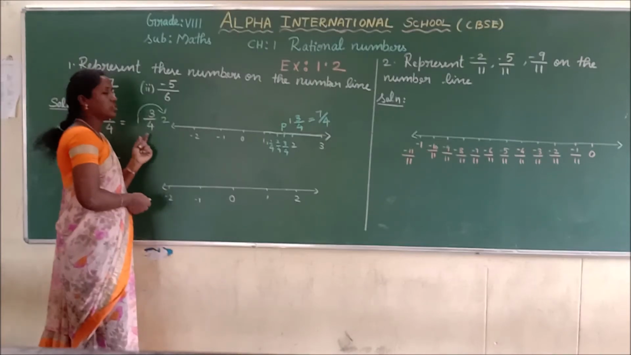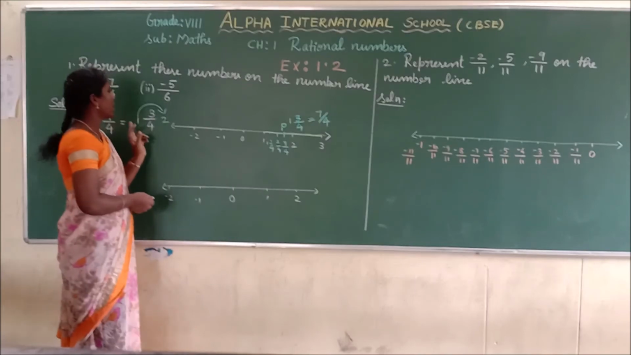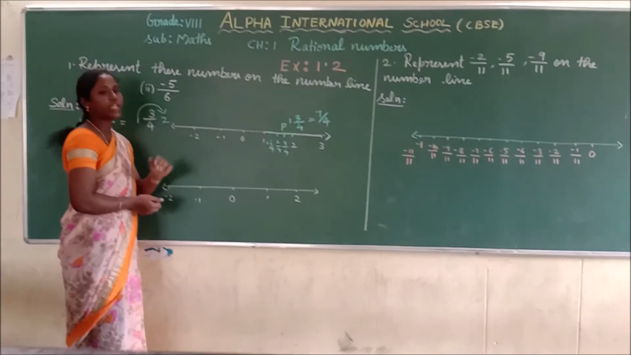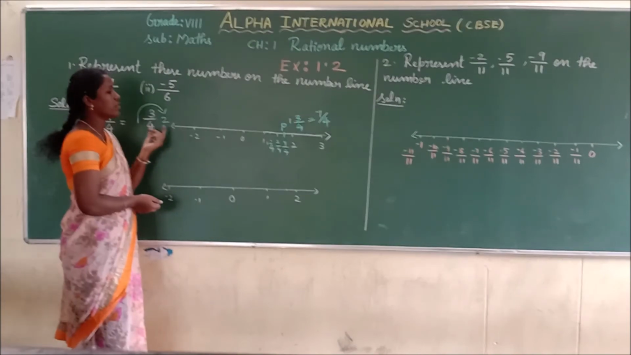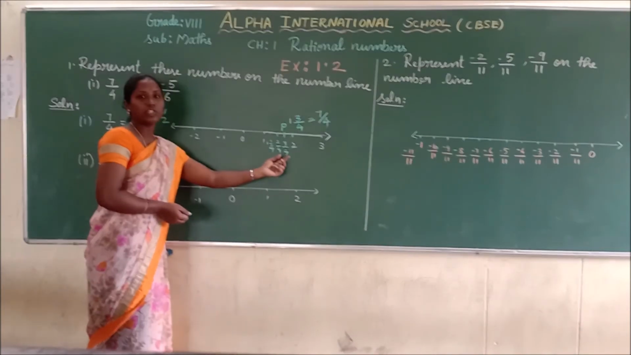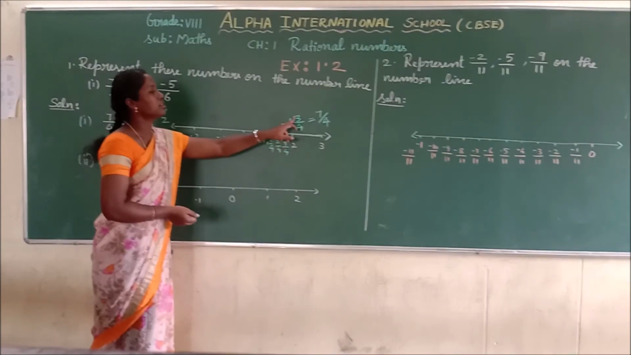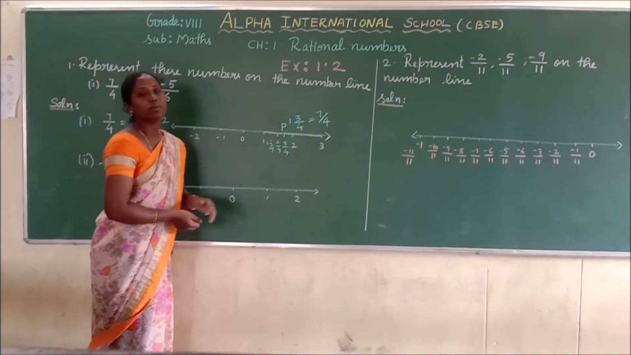Okay, and look at the denominator. Here it is 4. So I have divided 1 and 2, between 1 and 2, into 4 equal parts. So based on the given fraction, write the ratio numbers here and mark a point P1, 3 by 4, which is equal to 7 by 4.